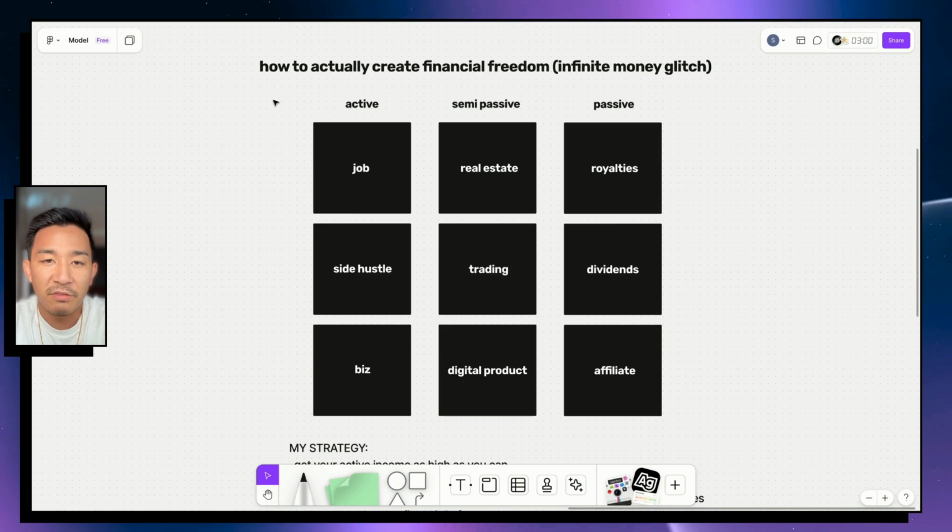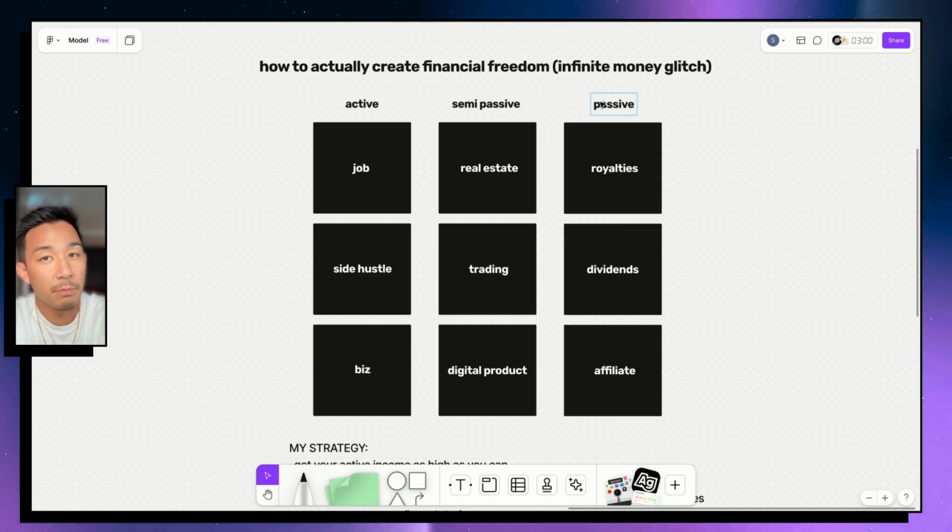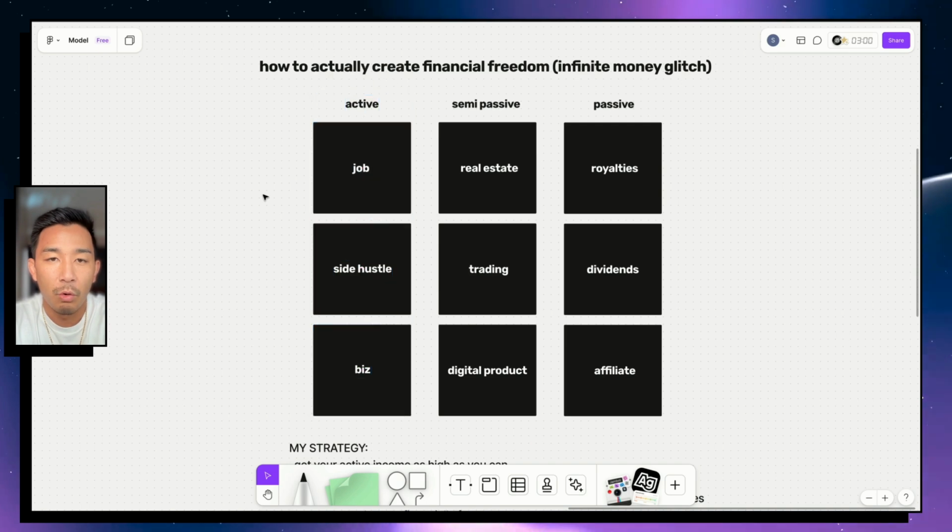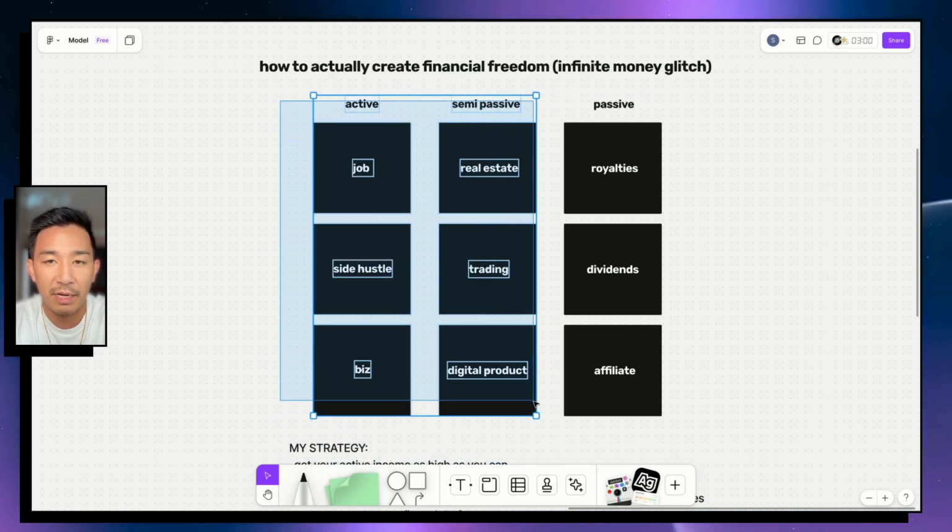So active income is very important, and most people don't like to talk about active income because it requires work, but we need the active income to fund the rest of this, to actually create the financial freedom. So if you want true passive income, you need to create an avalanche of active income, or you need to go through this strategy that I'm going to share in a second here.